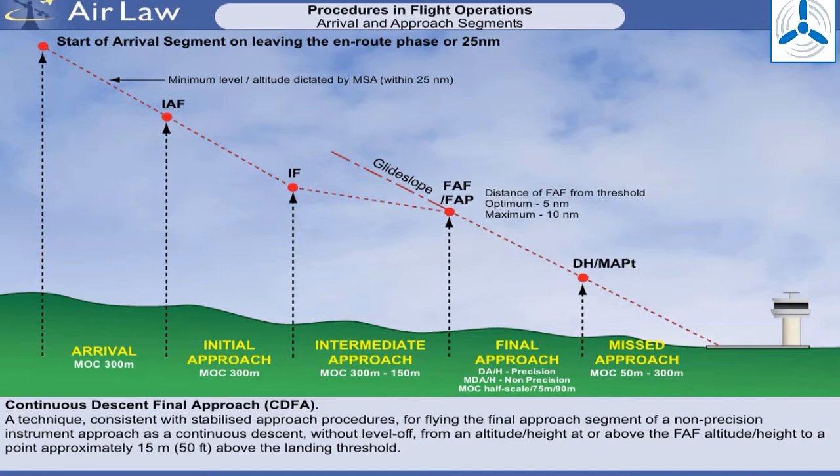A 3-degree glide path is constructed from a point 15 metres or 50 feet above the runway threshold back to the final approach fix. This descent path is followed until a decision to abandon or continue the approach is made sufficiently above the MDA or H, so as not to jeopardise obstruction clearance should a go-around be the decision.